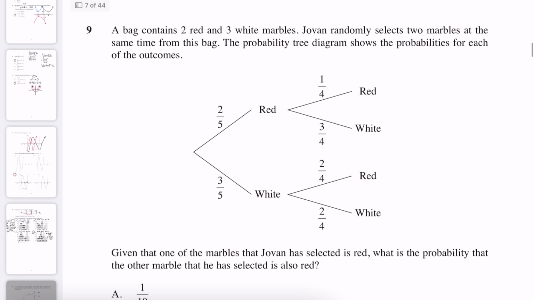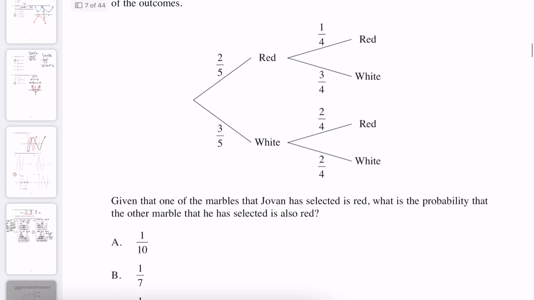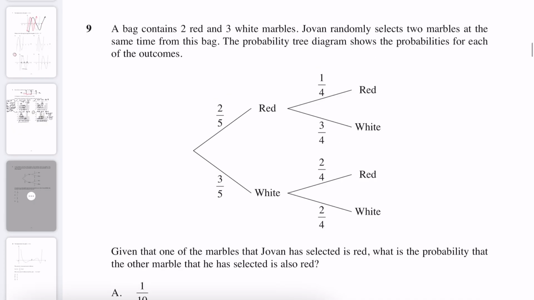Next question. A bag contains 2 red and 3 white marbles. Jovan randomly selects 2 marbles at the same time from this bag. The probability tree diagram shows the probabilities for each of the outcomes. So what we see is this tree diagram. Given that one of the marbles that Jovan has selected is red, what is the probability that the other marble that he has selected is also red? So this is a conditional probability question.